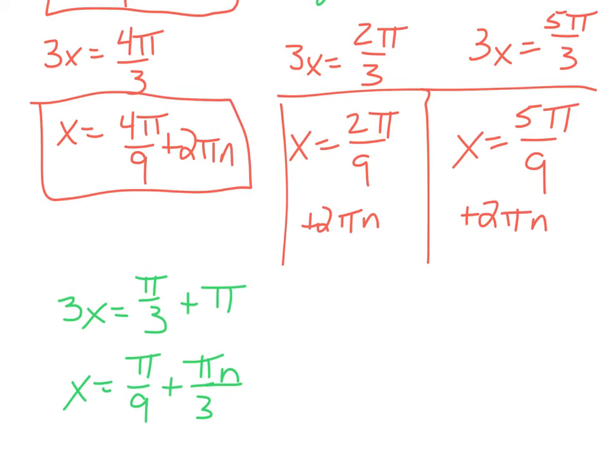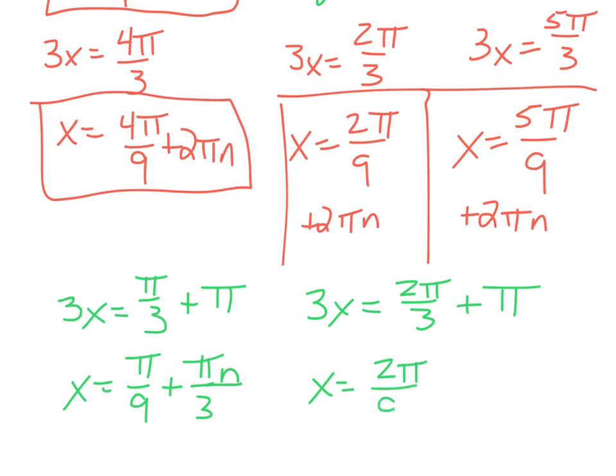And then the same thing, the first negative radical 3 we got was at 2 pi over 3, and we could just add a pi to that. And so then we could say that it's 2 pi over 9 plus pi n over 3, right? We just divided everything by 3 there.